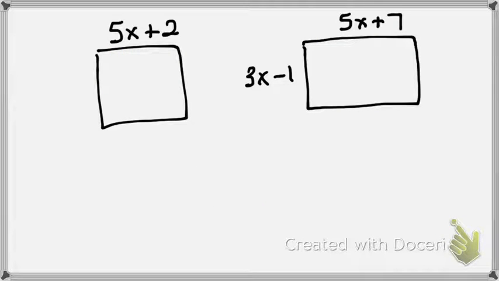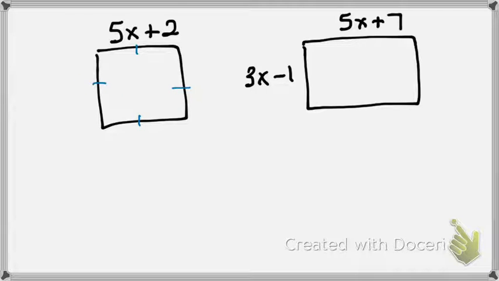All right, so here's two more. Let's say I ask you to find the perimeter of this. This is a square. All sides are the same. So think about it. If you have a square, every side's the same. That's 5x plus 2 plus 5x plus 2 plus 5x plus 2 plus 5x plus 2. That's kind of a pain to have to write out.